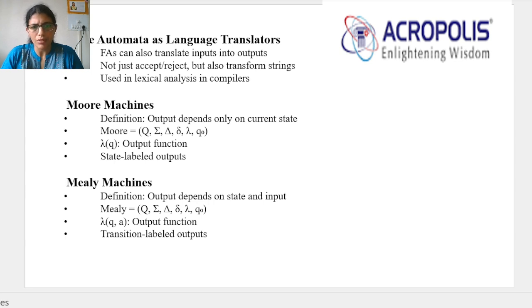And the same constraints are also applicable in the Mealy machine. Both machines have the same number of tuples to translate the language. But the difference is that in Moore machine output depends only on the current state, and in Mealy machine output depends on the state and input.